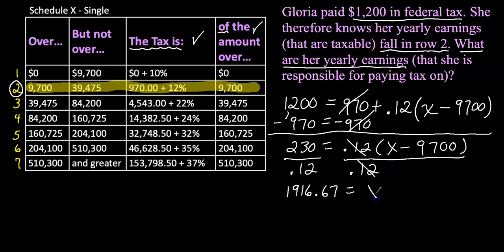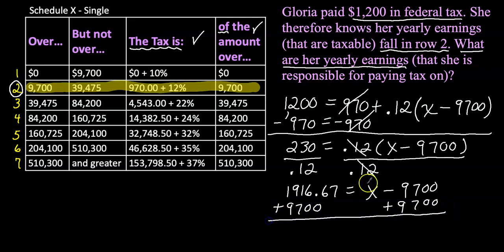Now, let's bring down the x minus 9700. And then let's just add 9700 to both sides of the equation. Whatever we get will be our answer for this problem. So this drops off, and we have x equals, when I add these two together, 11,616.67. And that right there is the yearly earnings.